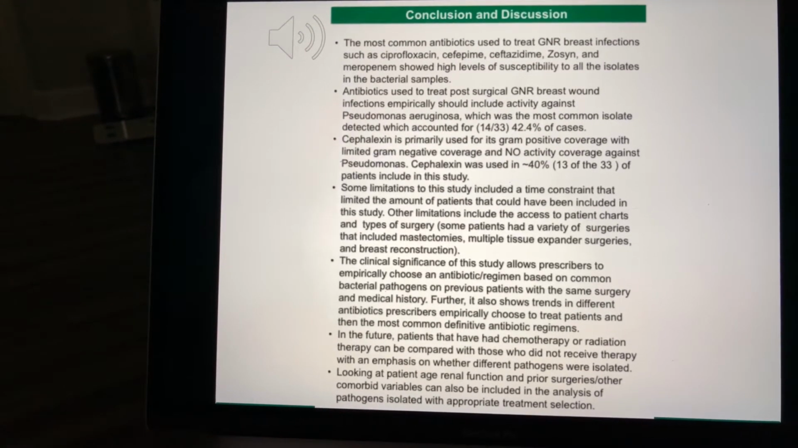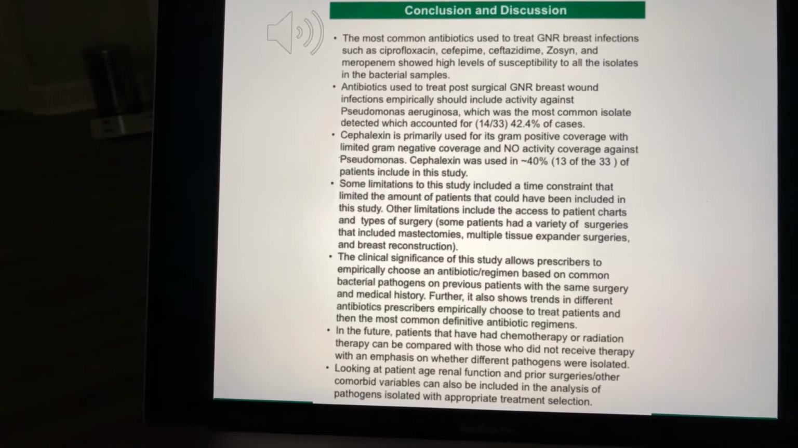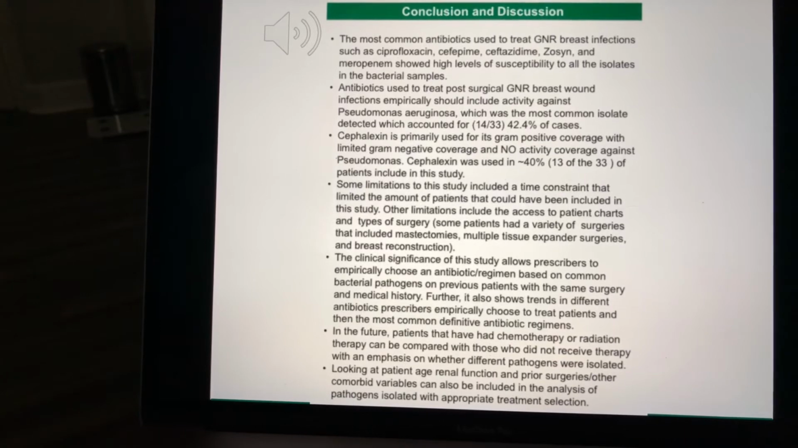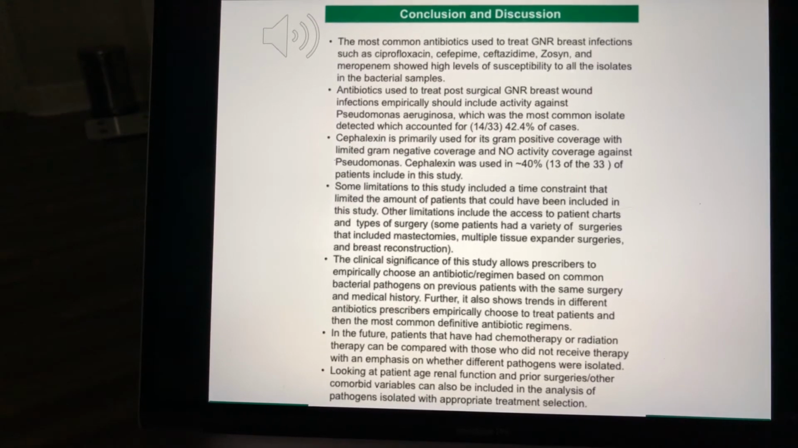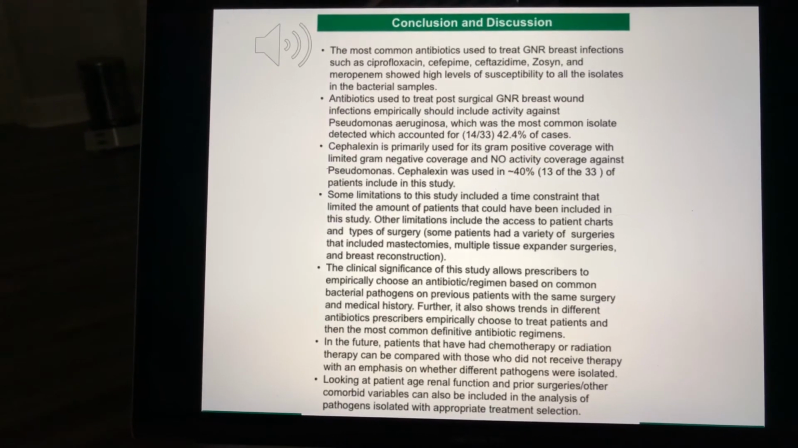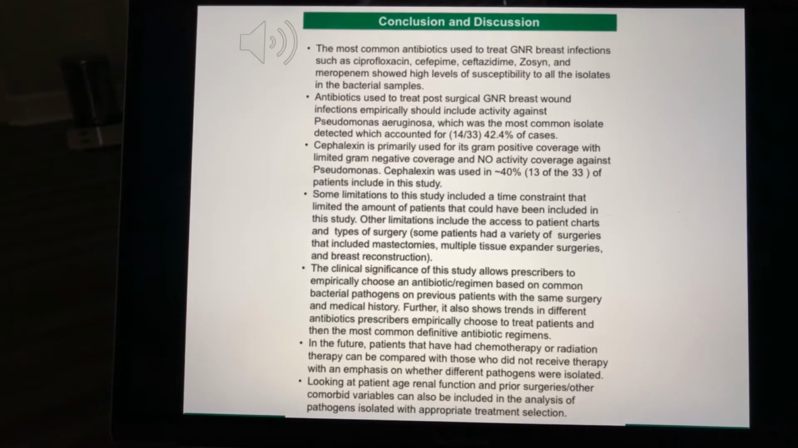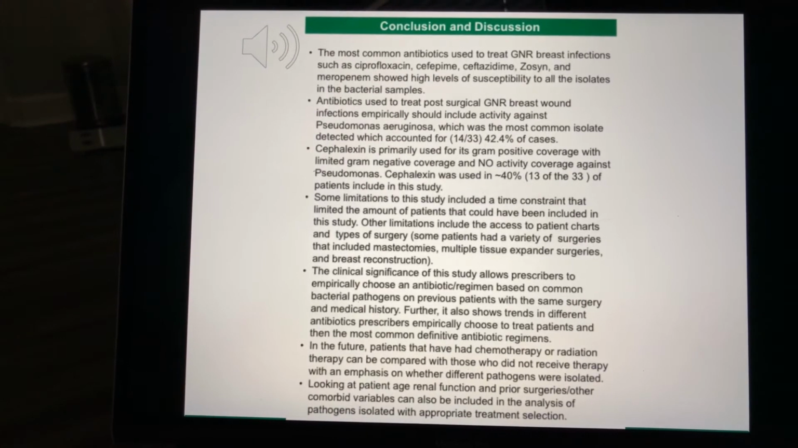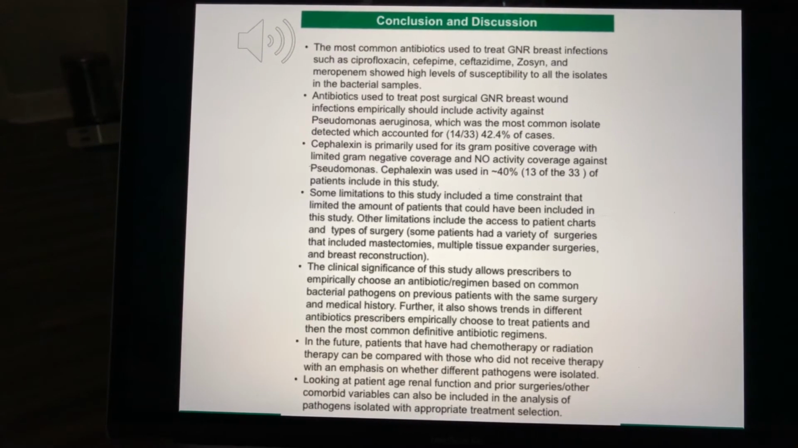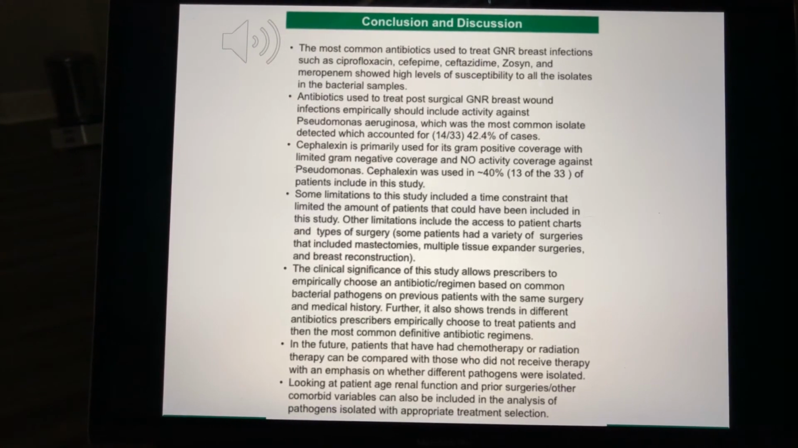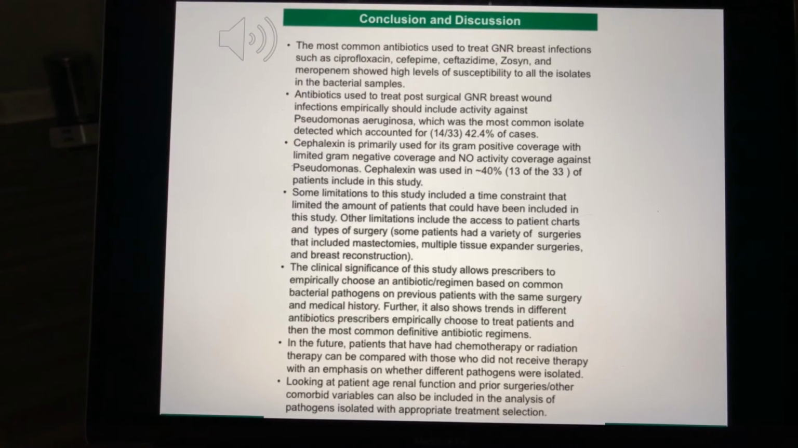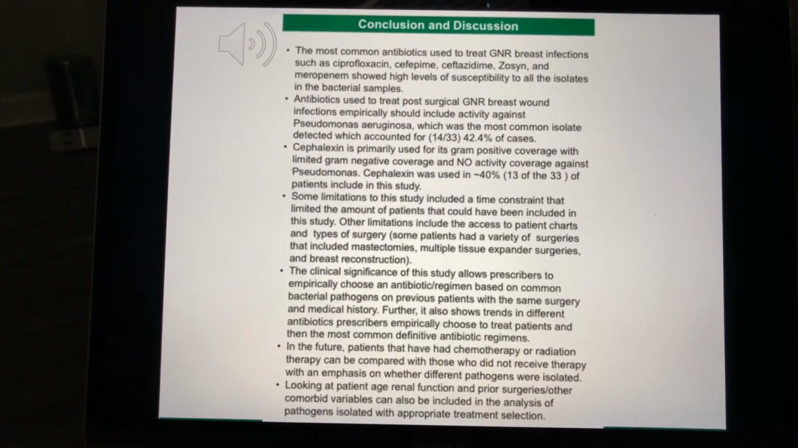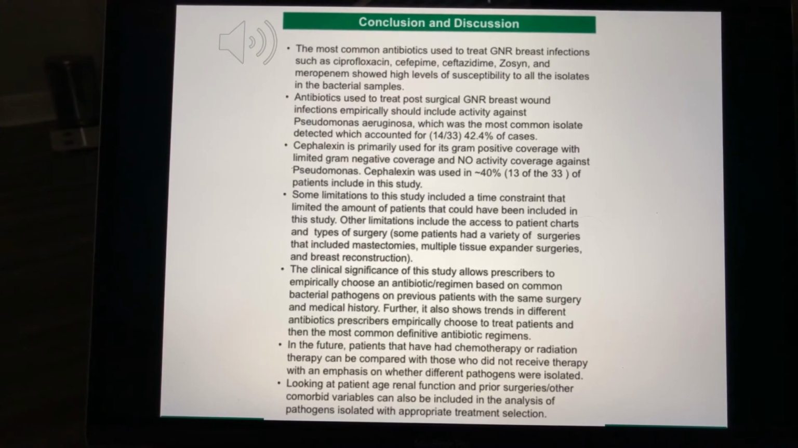So some future considerations could be how patients that have had chemotherapy or radiation therapy could be compared to those who didn't receive any therapy or who only received one out of the two. And that would help place an emphasis on whether different pathogens were isolated based on those therapies. Another thing could also be looking at patients' age, renal function, and/or prior surgeries, along with other comorbid variables, which can also be included in the analysis of pathogens isolated with appropriate treatment selection.